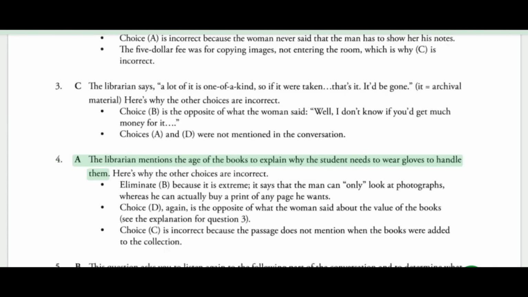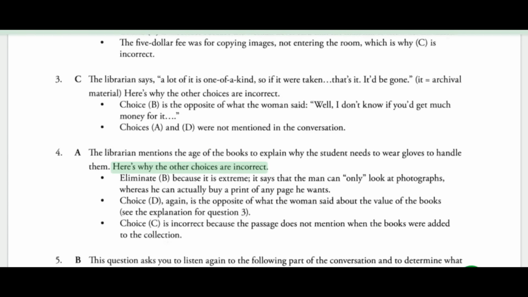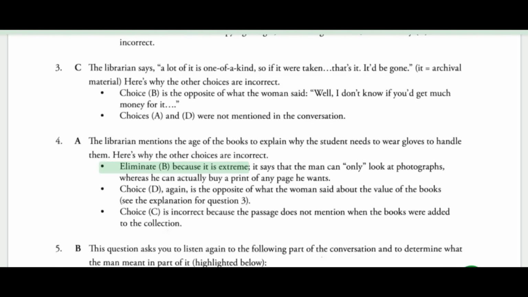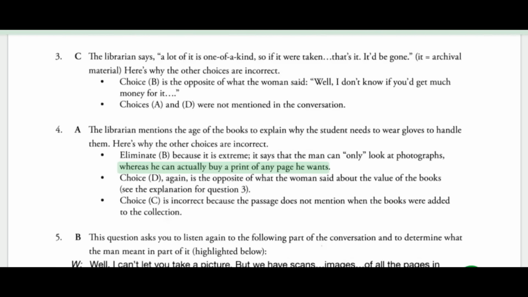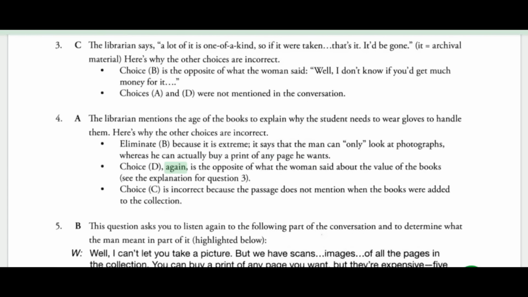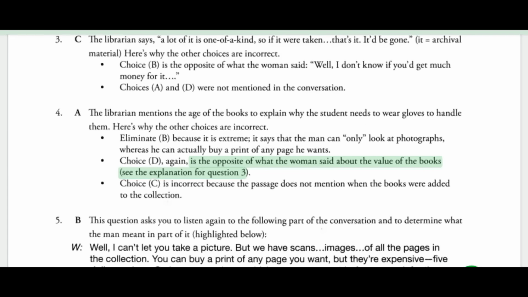4. The librarian mentions the age of the books to explain why the student needs to wear gloves to handle them. Here's why the other choices are incorrect. Eliminate B because it is extreme. It says that the man can only look at photographs, whereas he can actually buy a print of any page he wants. Choice C, again, is the opposite of what the woman said about the value of the books.